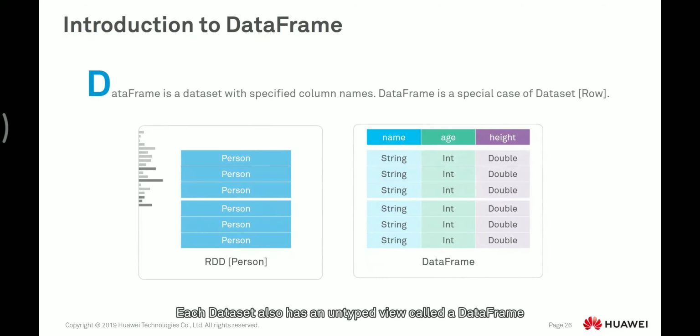Each dataset also has an untyped view called a data frame, which is a dataset of Row. A data frame is a structured distributed dataset composed of several columns, which is similar to a table in a relational database or the data frame in R or Python. Data frame is a basic concept in Spark SQL and can be created by using multiple methods, such as structured dataset, Hive table, external database, or RDD. A data frame has data structure information, which is the schema.